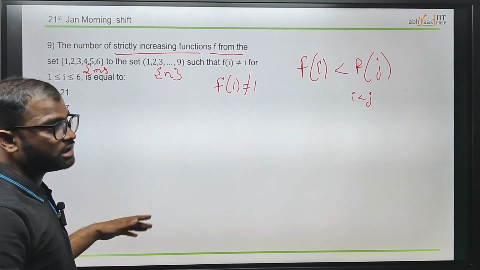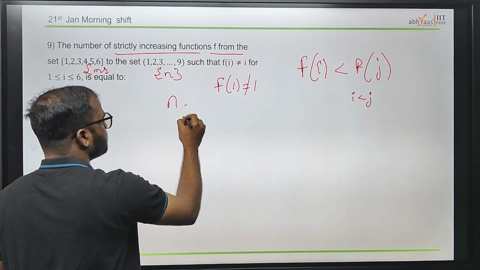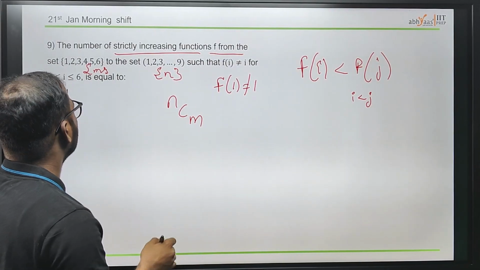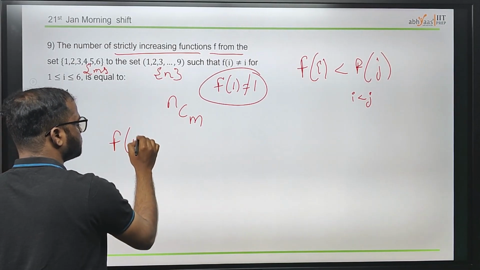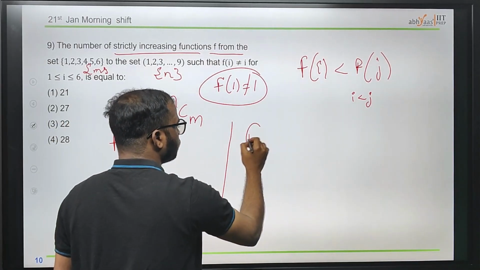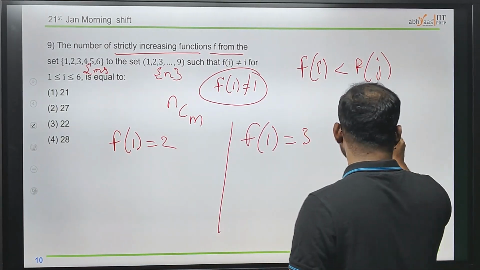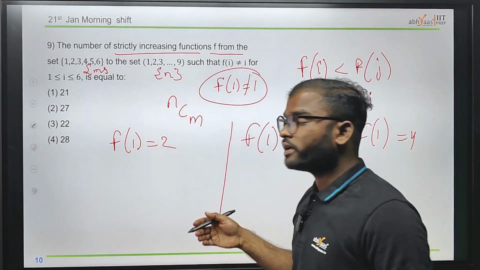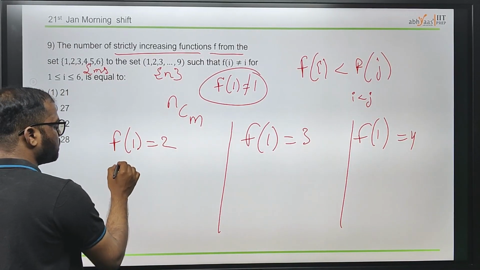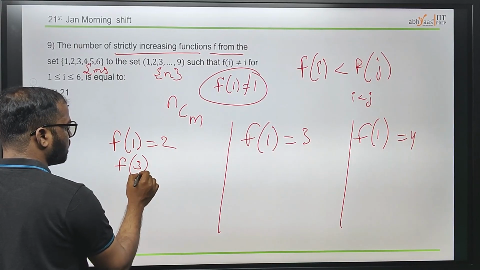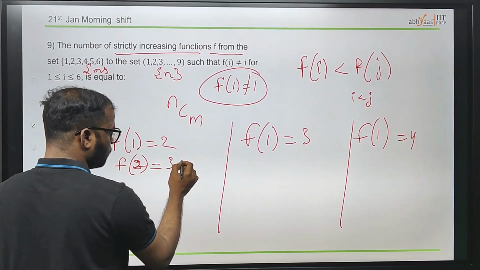Now by using these conditions we can easily find it. In order to find the number of strictly increasing functions, we have nCm. By using this formula we can easily find it. Since we don't have f of 1 equal to 1, we can start with f of 1 equal to 2. Similarly, we can take f of 1 equal to 3 and f of 1 equal to 4. We can take f of 1 equal to 5 as well. But if we take f of 1 equal to 2, then after that for f of 2 we will have 3, 4, 5.